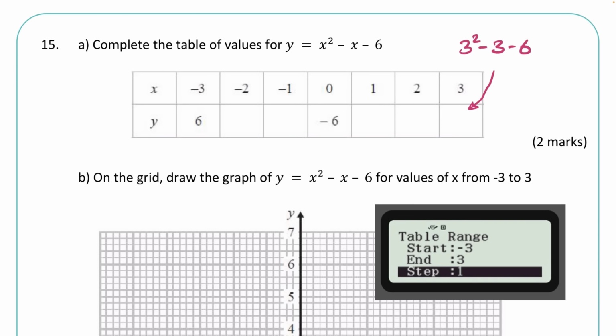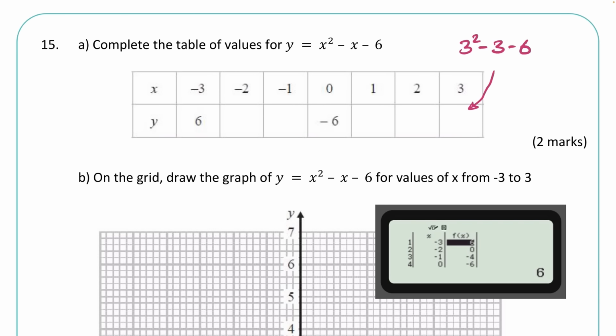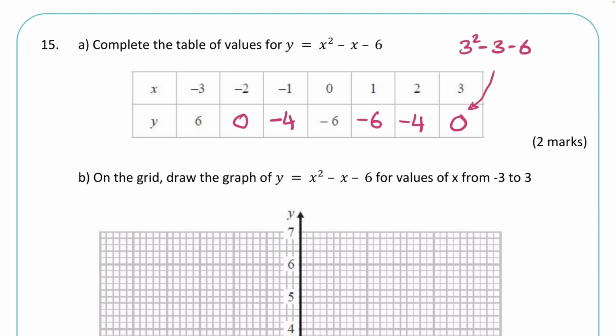Then my starting number is negative 3. My end number is positive 3. And it goes up in steps of 1s. So I get in my table for negative 3, 6 in the table on the calculator, so I know I've typed it correctly. Then I get a 0, then I get a negative 4, then negative 6 again, negative 4 again, and then 0. And there we go, that's my table completed. Calculator's just done it all for me.